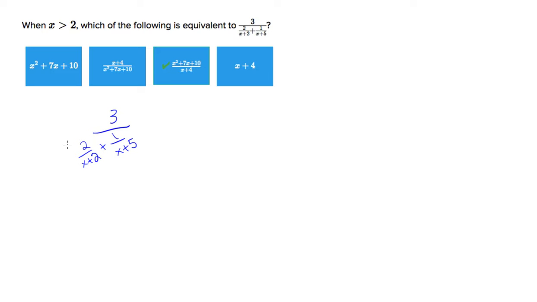Anytime you're dealing with a fraction within a fraction, what you want to try to do is get rid of the denominator within the denominator. In other words, we want this x minus 2 to go away. We want this x plus 5 to go away. So let's focus on that first. In order to make them go away, we have to multiply by a common multiple of them. In that case, we're going to multiply by x plus 2 and x plus 5.